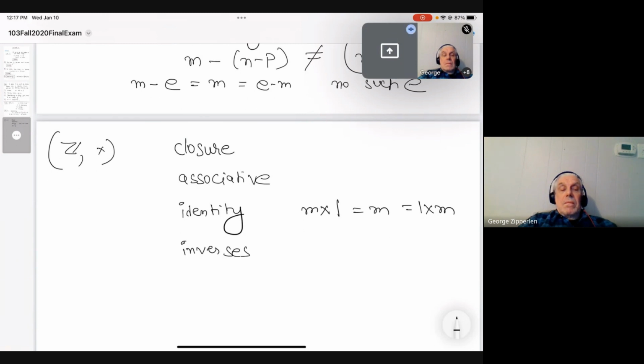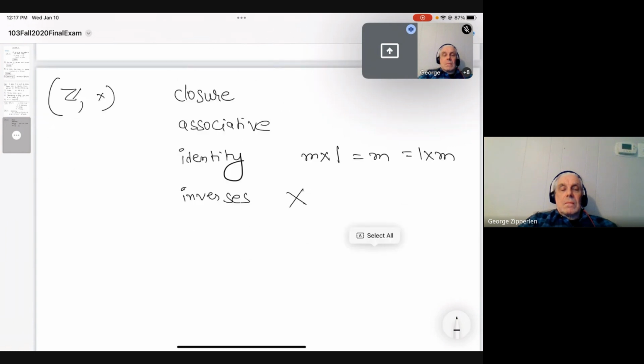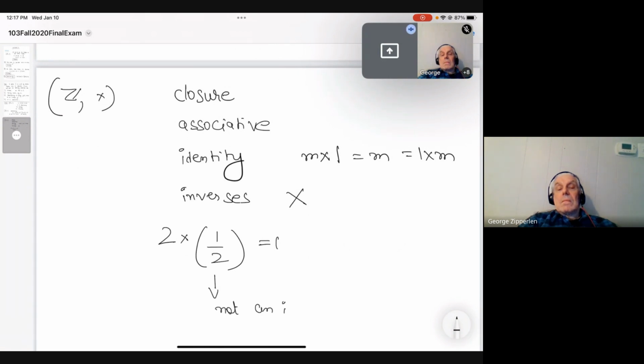What I don't have is inverses, right? Because if I want to talk about inverses with respect to multiplication, for example, let's take a particular number. Let's take 2. What is that number such that when I multiply 2 with itself, I get back 1? Well, that number is what we call 1 over 2, right? But this number is no longer an integer, right? Not an integer. So if I'm restricting my view only to integers, I don't have inverses.